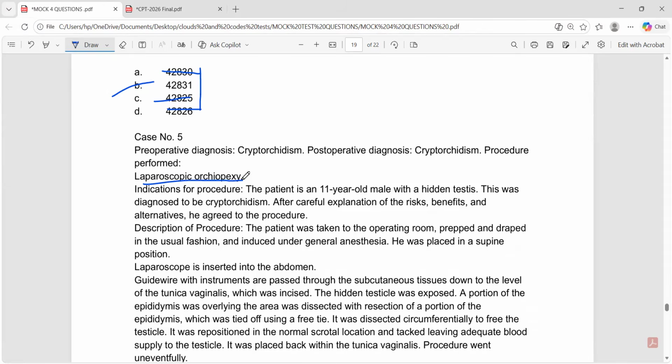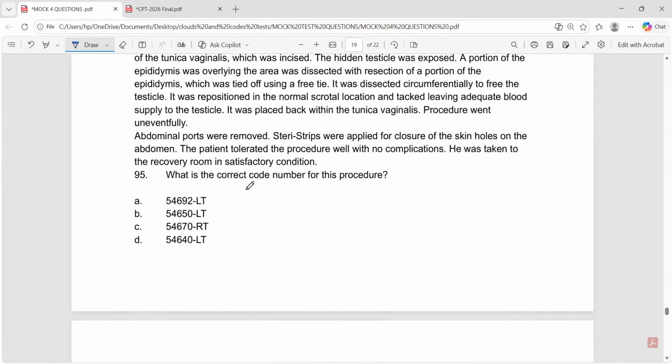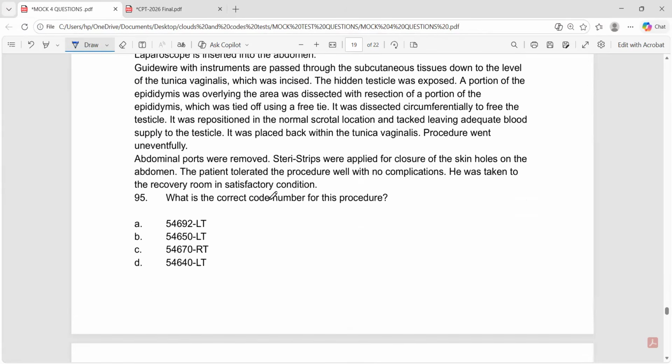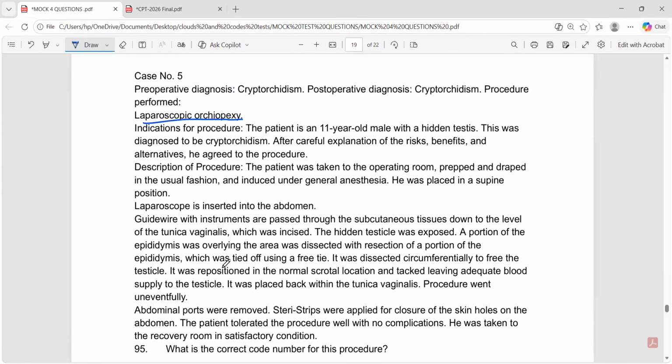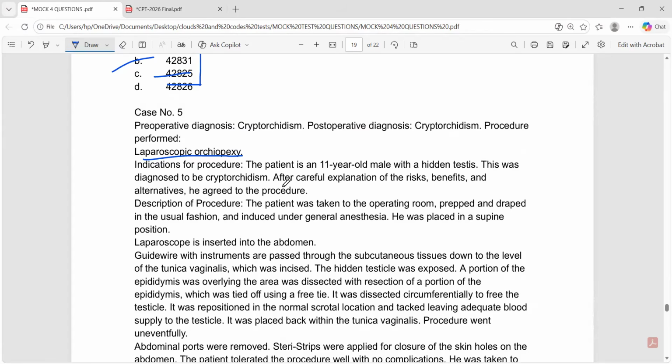For an open procedure, they will use keywords like incision. He made a long incision. For laparoscopic, a 3 mm or 2 mm incision will do, to insert the tubes and the trocars. If the doctor performs open surgery, there is a keyword called open incision. See here the laparoscopic orchiopexy, left or right? Testis, the hidden testis.